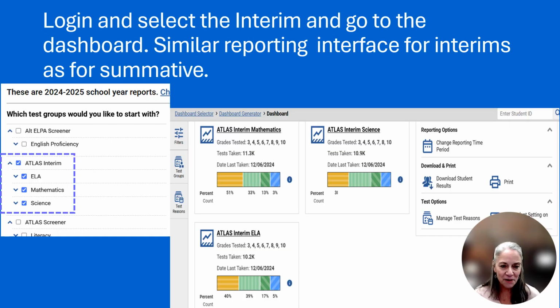A quick reminder that you log in, and once you log in, you select the interim and go to the dashboard. Similar reporting interface for the interims as for summative.